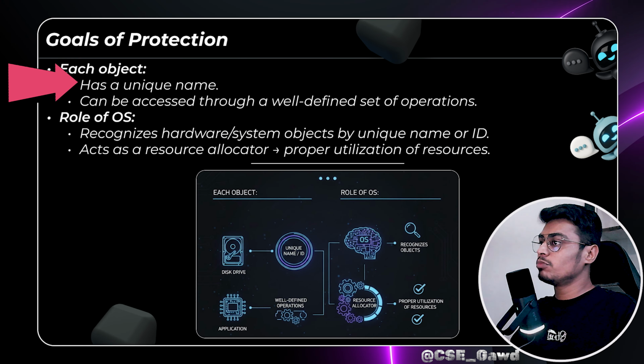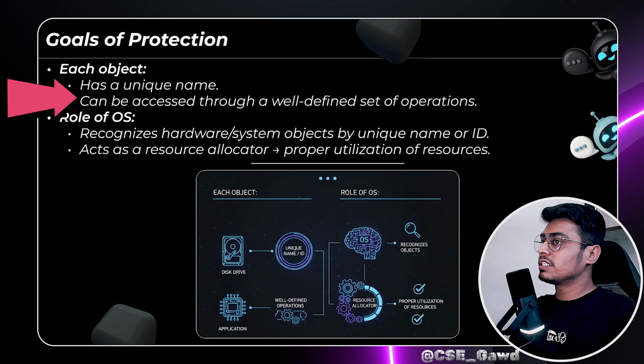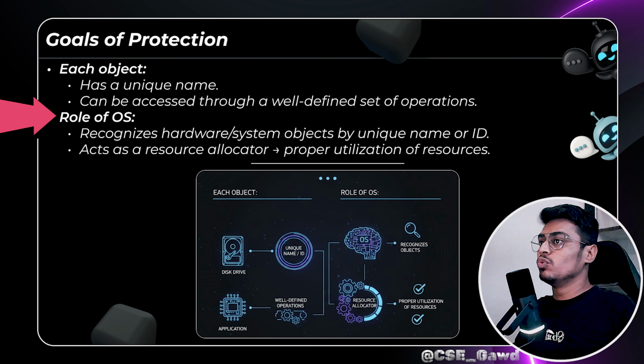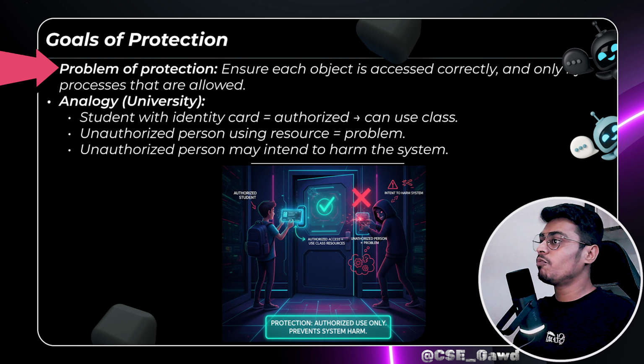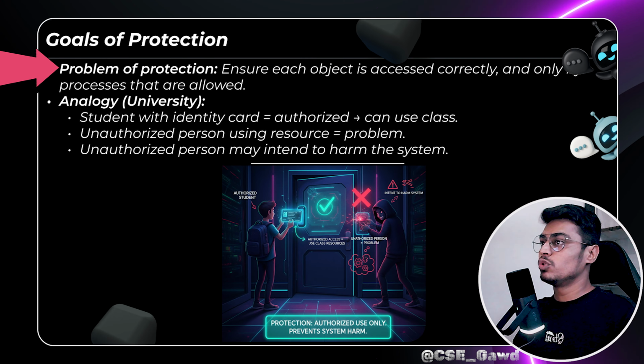Multiple objects, each object has a unique name and can be accessed through a well-defined set of operations. Now, what does the operating system do? Whatever is inside the system, the operating system recognizes them by unique name or by unique ID. And what is the problem of protection here? Ensure that each object is accessed correctly and only by those processes that are allowed to do so, which we have authorized, whom we have given permission.